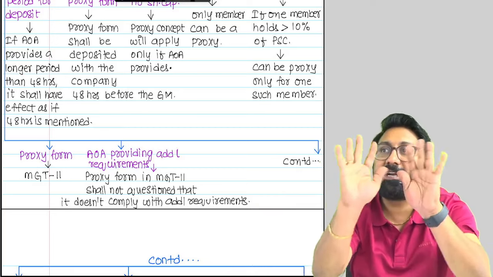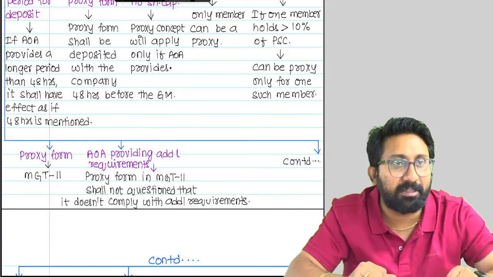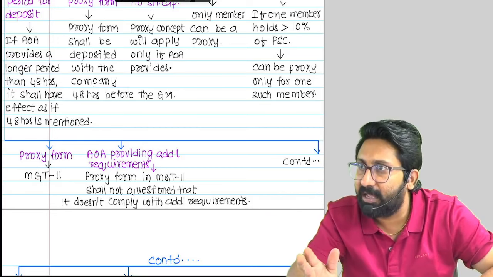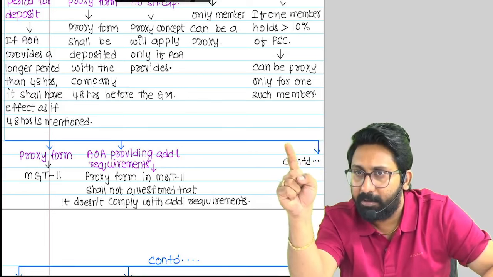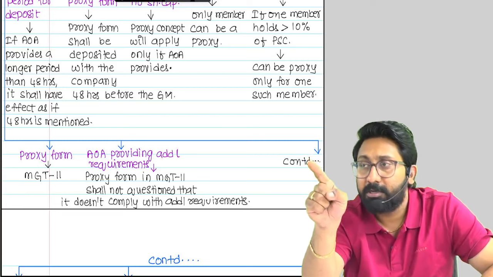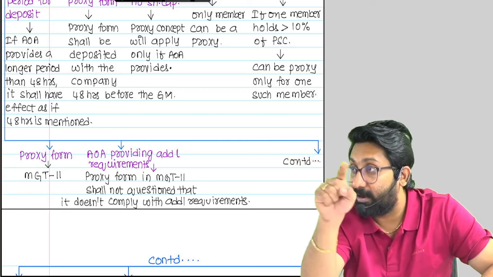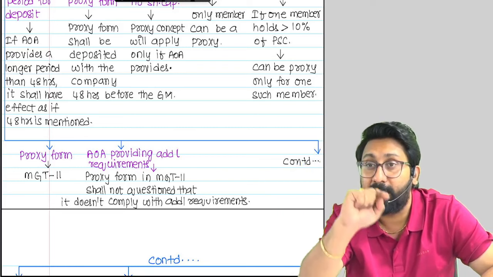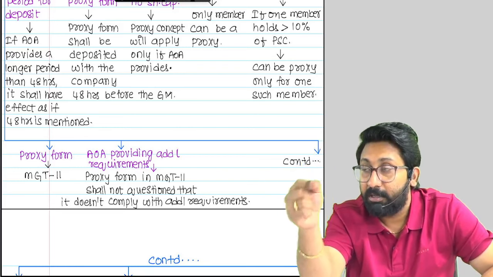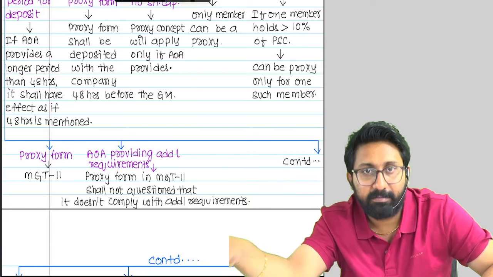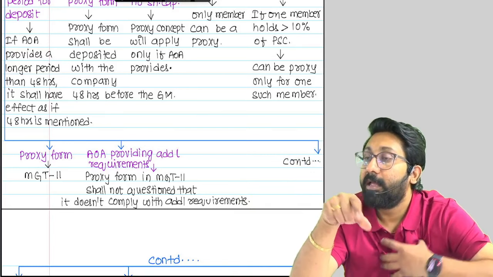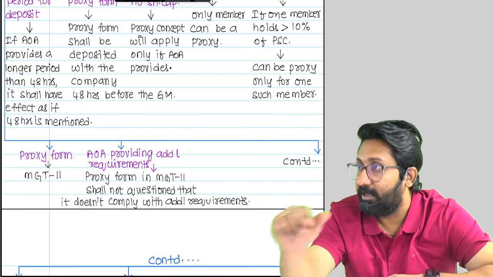Listen, MGT11. When I say there is a format for that or not, answer, yeah. Format, what they will give? Member name, shareholders, folio number will be there, company. That folio number, your address, proxy name, proxy details, signature. Listening, this is there in MGT11, really.